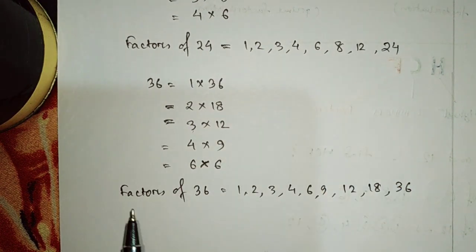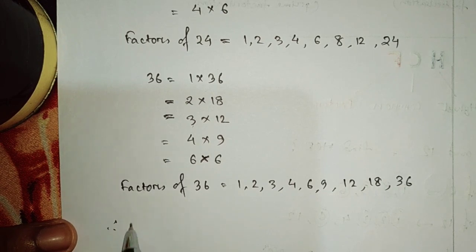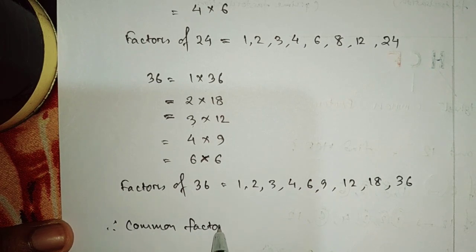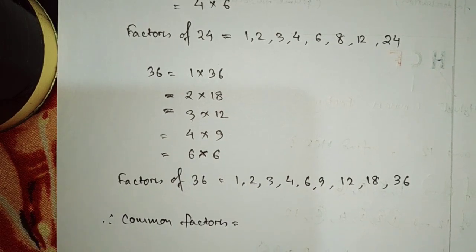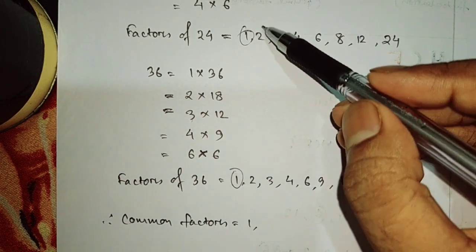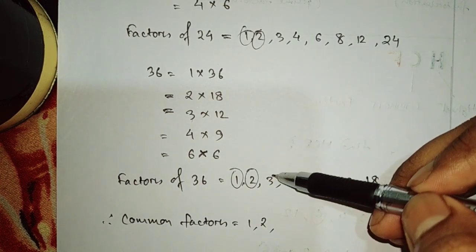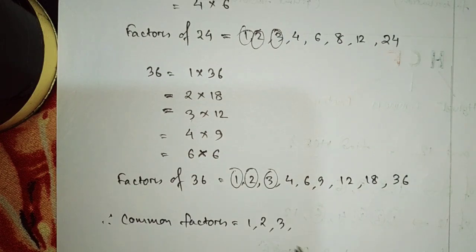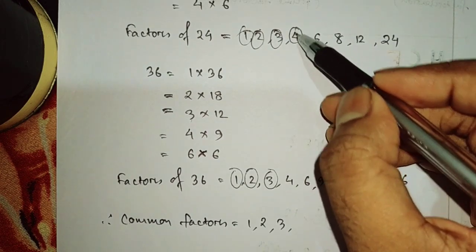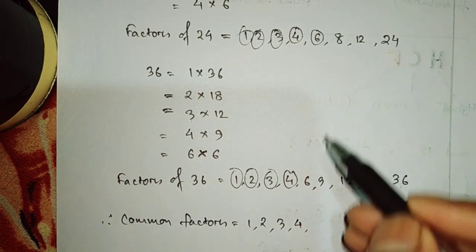Now see, from the factors of 24 and the factors of 36, which factors are common? First we'll write the common factors. You see that 1 is common, so 1. Then 2 is common, we'll circle it and write. And 3 is common. Then 4 is common. Then 6 is common.